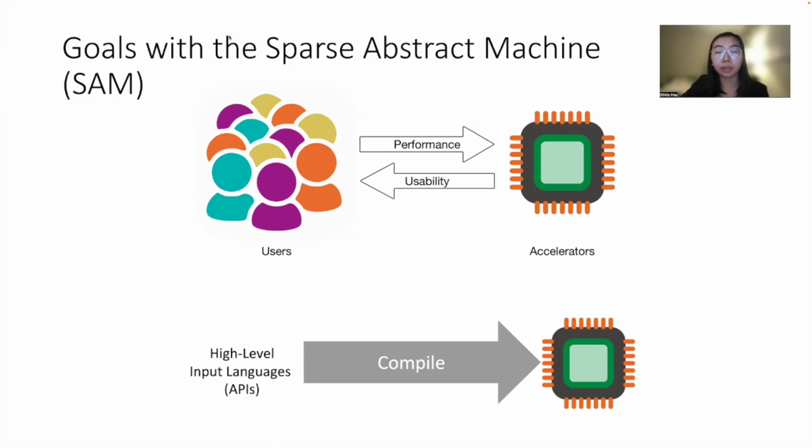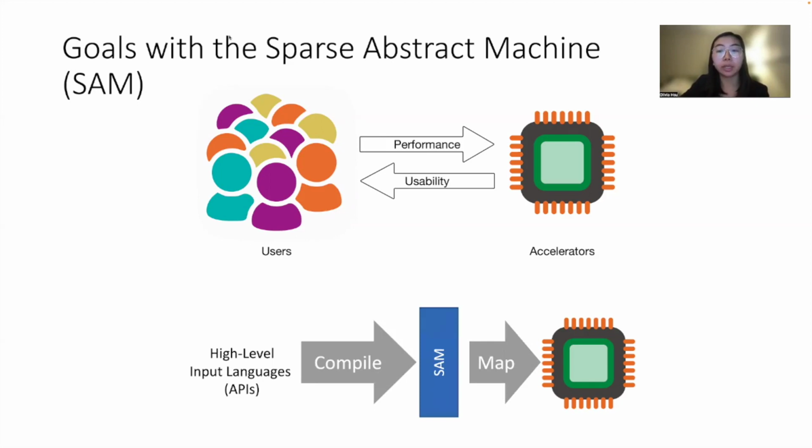We also designed the sparse abstract machine as an LLVM-like compiler intermediate representation that decouples the compiler design from the hardware implementation, which allows for parallel design, iteration, and development.